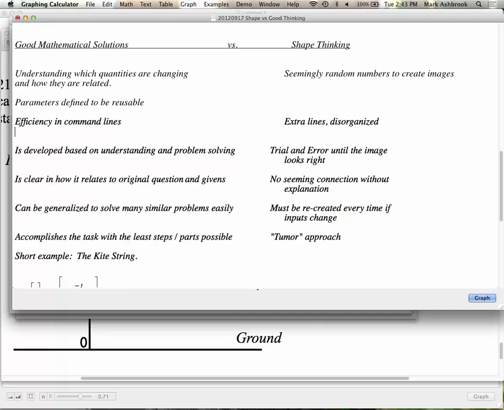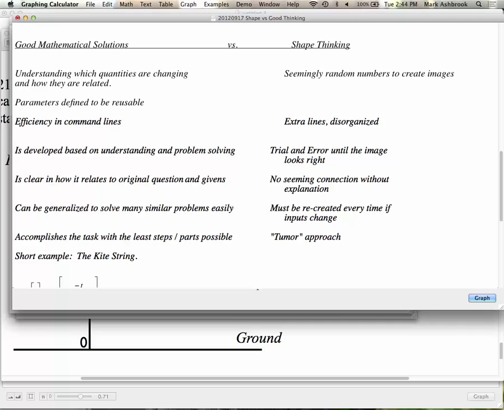It's clear how it relates to the original question and givens. No seeming connection without some kind of explanation. So that person would have to be sitting next to you to explain how what they did relates to the original problem. Whereas if you read it, it's like, oh, of course, that's how it relates to that original problem. Can be generalized to solve many similar problems easily. This is really important. Shape thinking must be recreated every time the inputs change. So you have to redo it every time the inputs change.